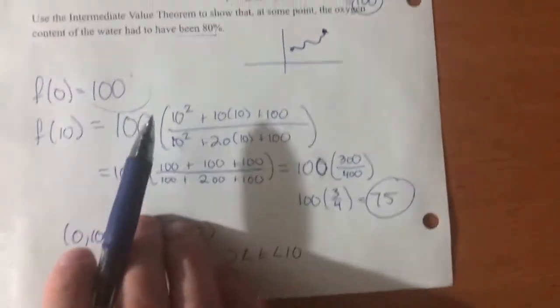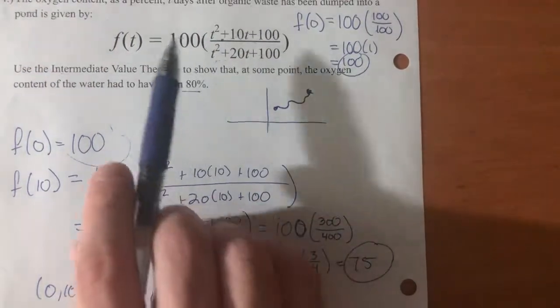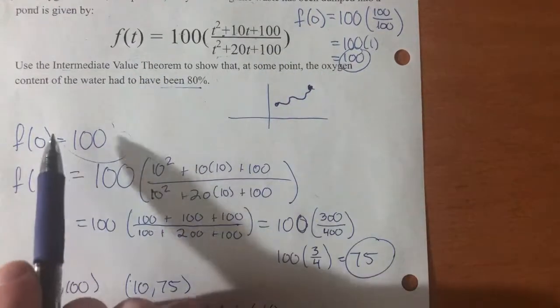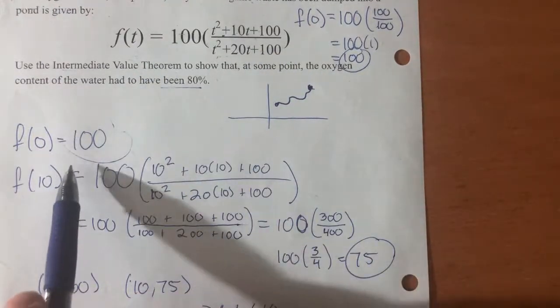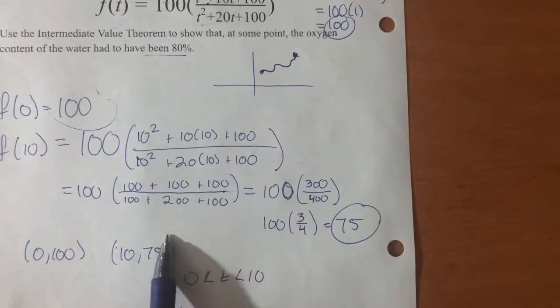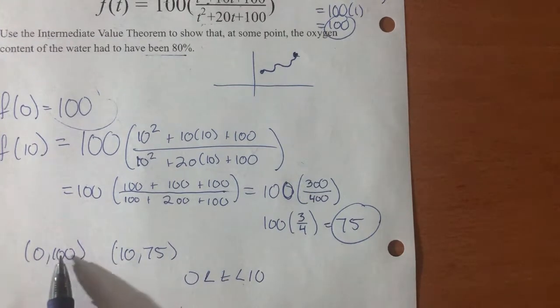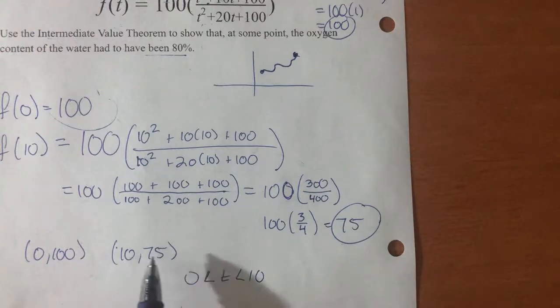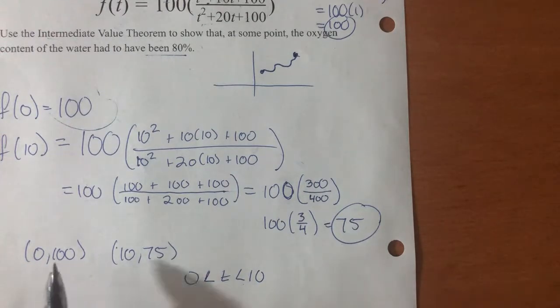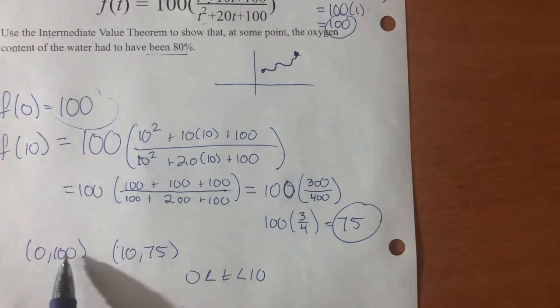Because again, the IVT, the intermediate value theorem, says that given a continuous function and given two outputs, the function will obtain all the values between the first output and the second output, okay? So in this case, because we know that (0, 100) is a point, and (10, 75) is a point, this function has to, between 0 and 10, hit every single real number value between 100 and 75.